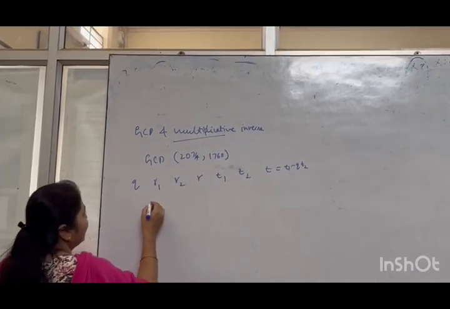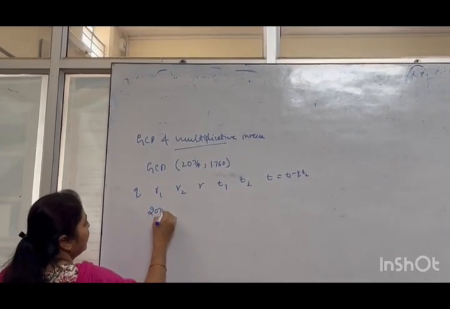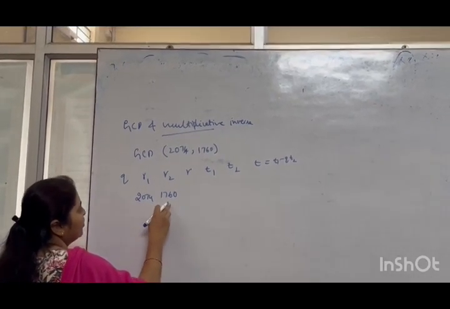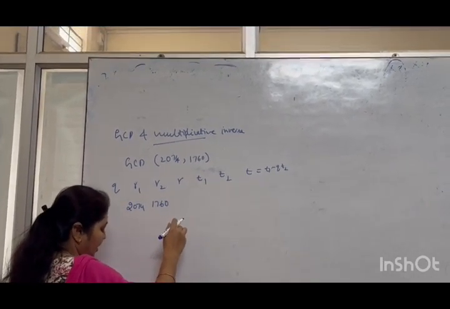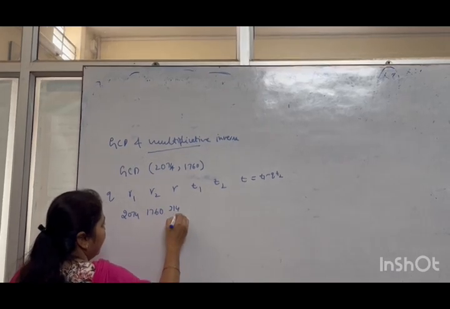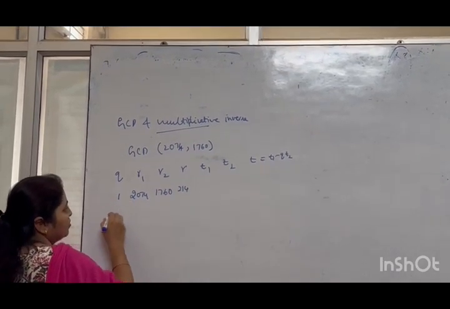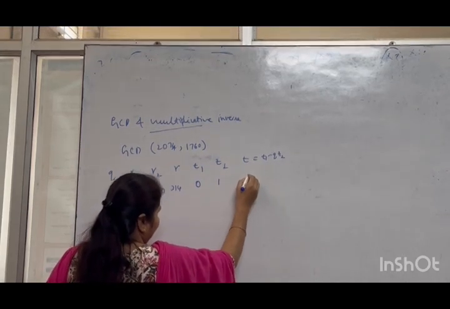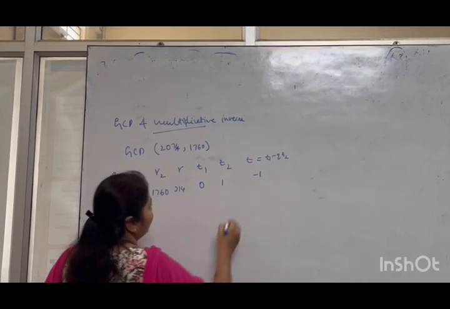Now R1 is equal to 2074 and R2 is 1760. If I divide 2074 by 1760, the remainder is 314 and the quotient will be 1. Initially T1 and T2 are initialized to 0 and 1, and if I calculate, T will be equal to minus 1.